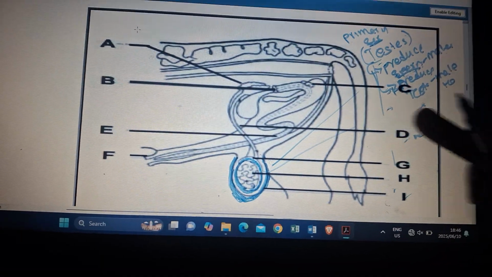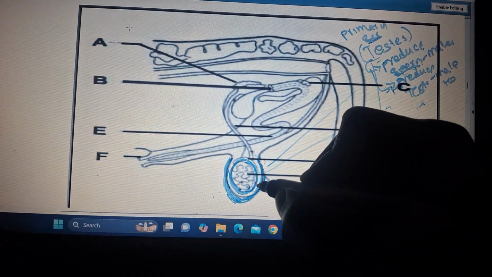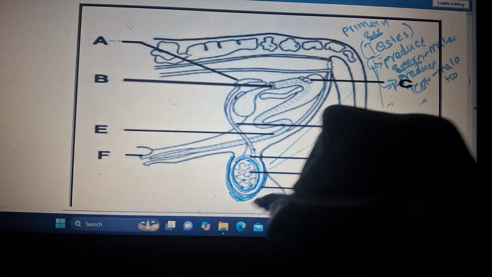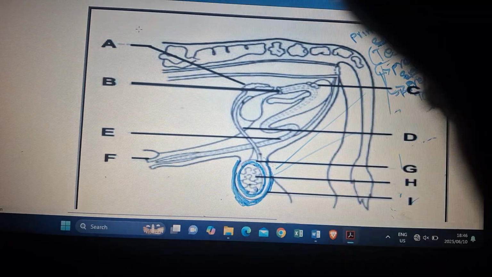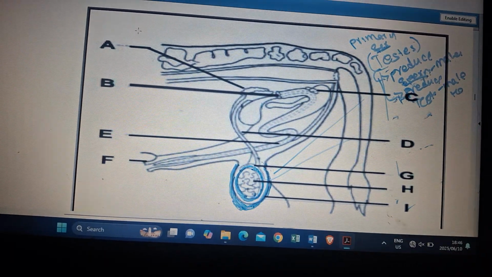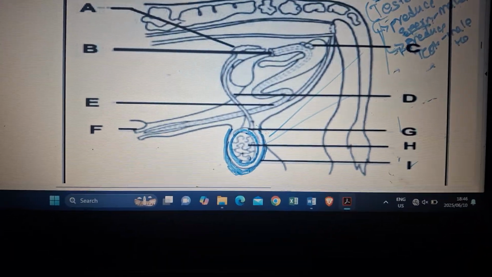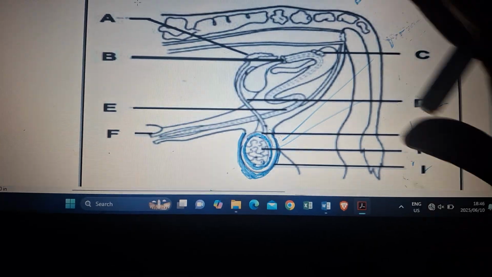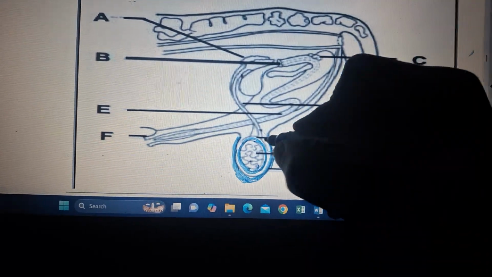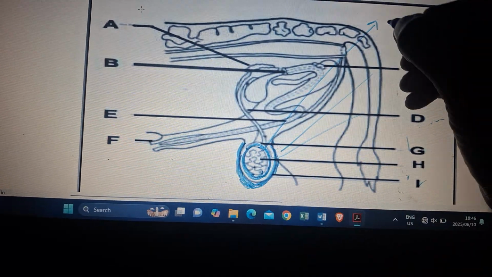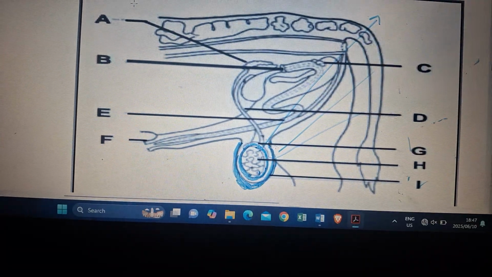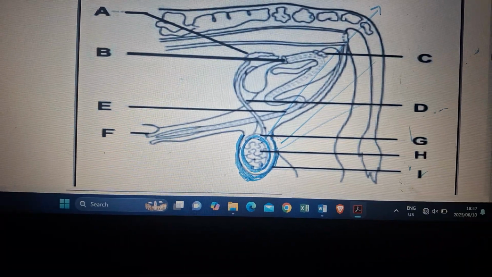So now we understand the relationship between the scrotum and the testis. The scrotum monitors the temperature of the testis and regulates it so that the testis can produce optimum sperm. Now again, we are still on the testis. The structural adaptation of the testis, they will ask you a question.